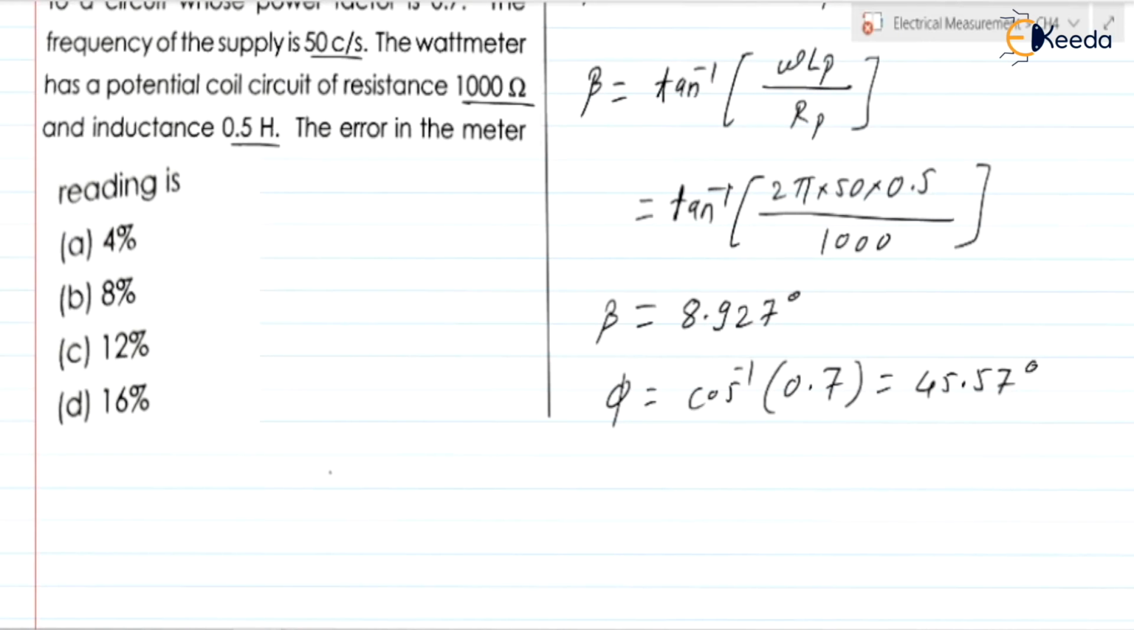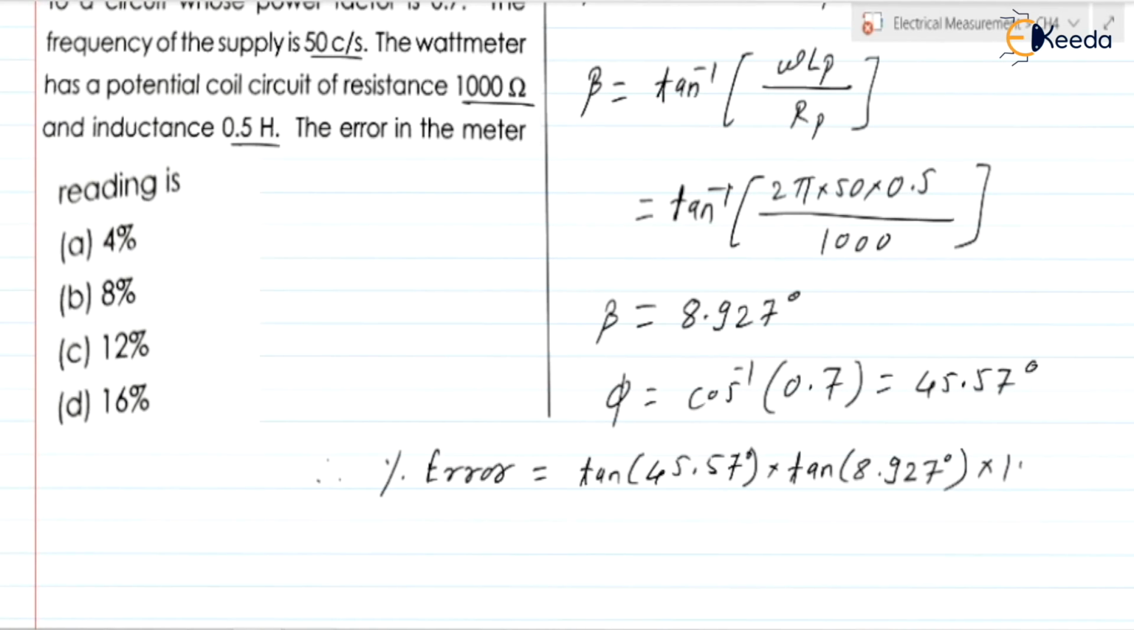Now, what is the percent error? Therefore, percent error is equal to tan phi into tan beta. So it is tan of 45.57 into tan beta, tan of 8.927 degrees, right, in both the cases, into 100.